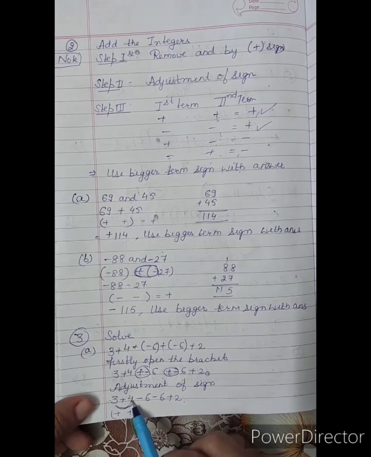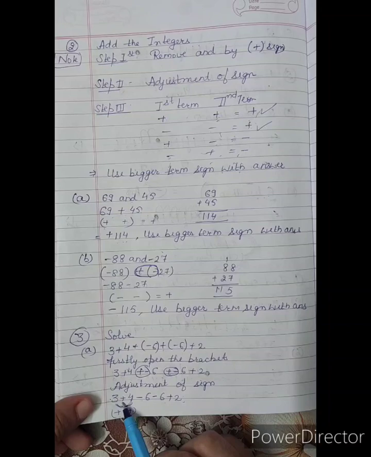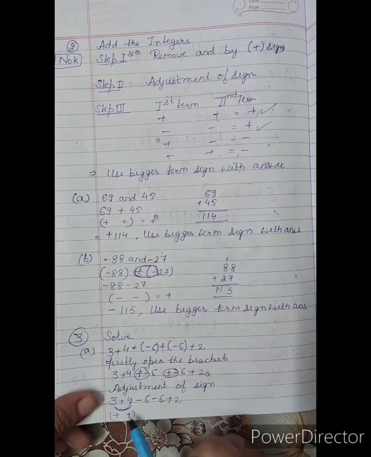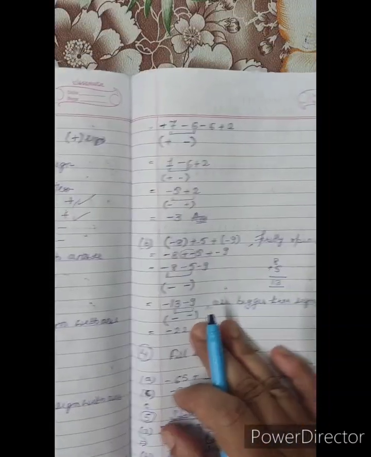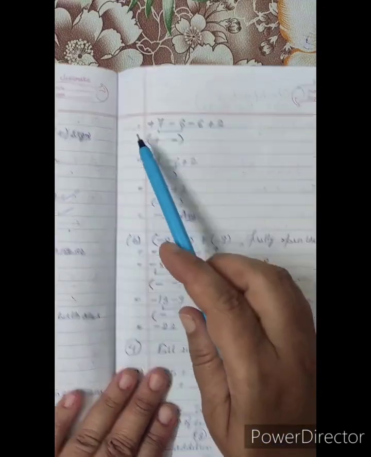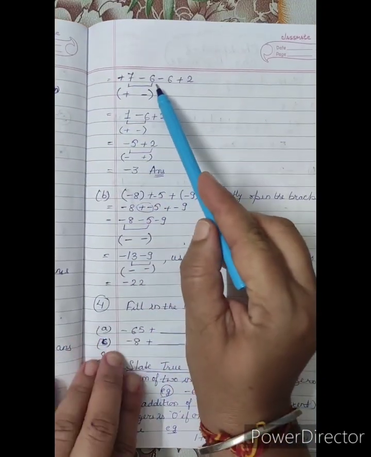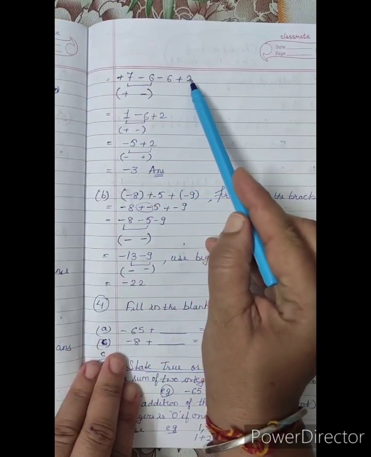Which one is bigger between these two? 4. Which sign in front? Plus. So the answer is plus 7. Rest of the terms take down. See, we got plus 7 minus 6 plus minus 6 and plus 2, right?